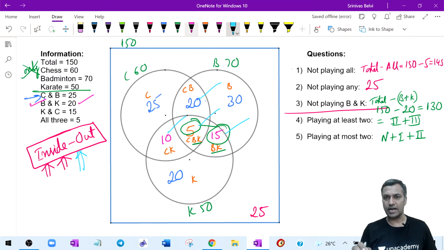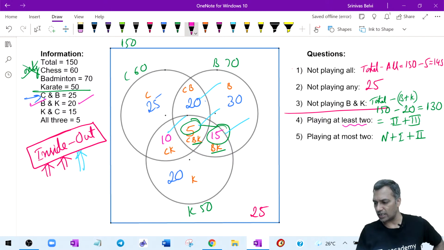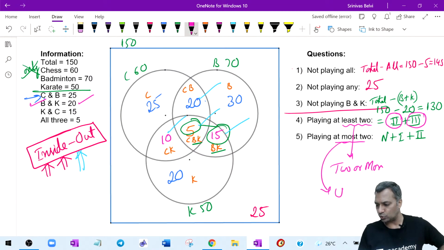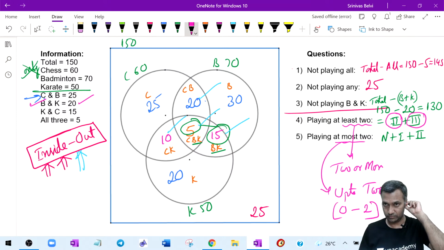In at least you can't add, okay. Vipul, you are asking that at least two. At least two means minimum two and more. At least two means greater than or equal to two. Two or more. Always this means two or more. Right? At most means up to. At most means up to two. Up to two means what? 0 to 2. Up to 2 means 0 to 2. Right?